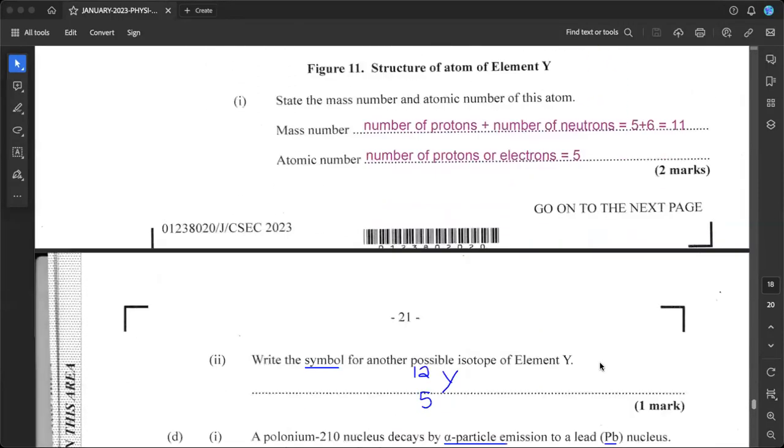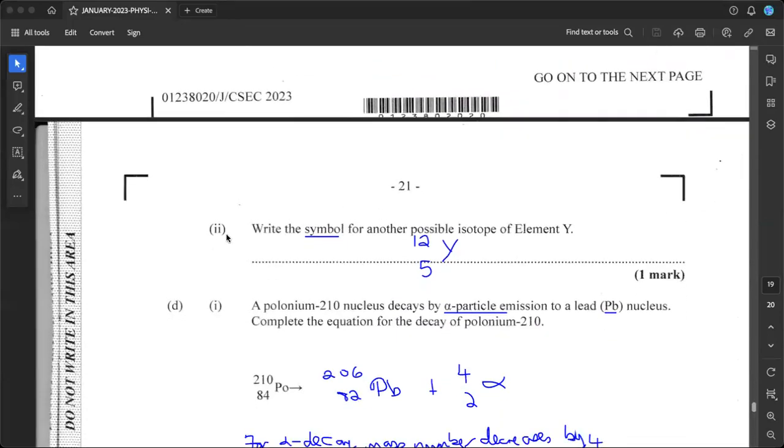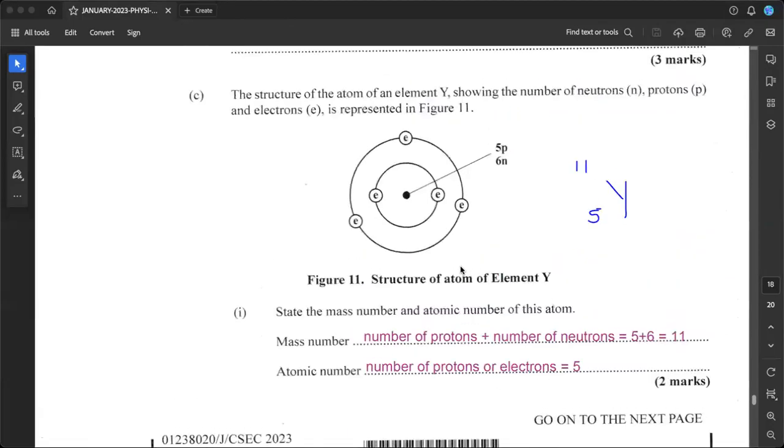So moving along, they asked us now for part 2 to write the symbol for another possible isotope of element Y. Now remember we said isotopes are atoms of the exact same element, right? So this element, but they have the same atomic number and a different mass number. So all we have to do is just write another atom of this element Y. It has the same atomic number but a different mass number, and that mass number could either be 1 more or 1 less, or just anything that's different, right? And so in our case, in this particular example, I just chose to write 12, right?